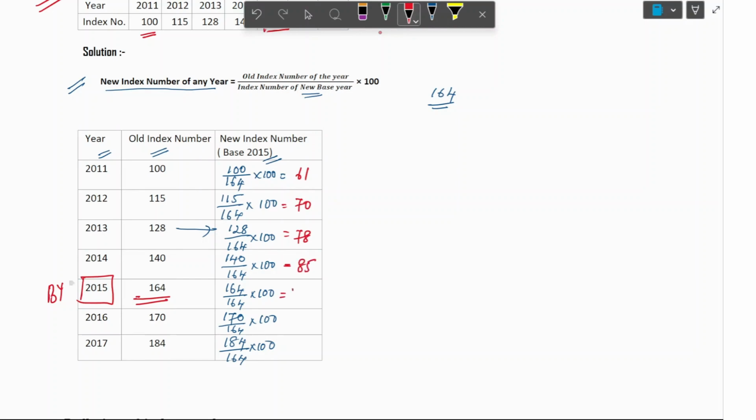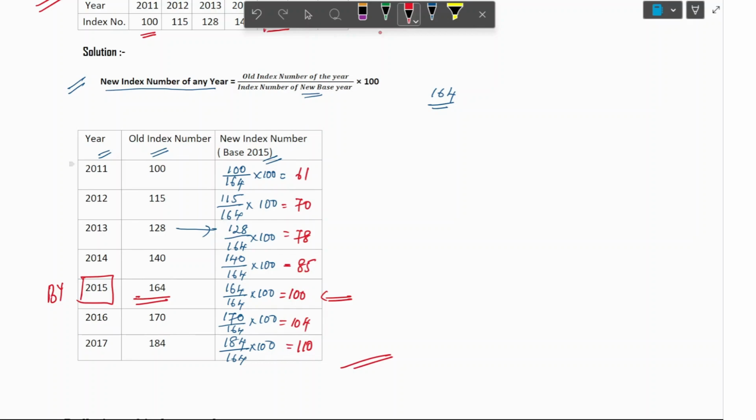85. Here see, 164 divided by 164 cancel, and what's the answer? 100. That means your new base year, that index is 100. Now next is 104 and 110. Therefore, this is the solution. So with the table itself, you can complete all the calculation and write here these values, write this way.